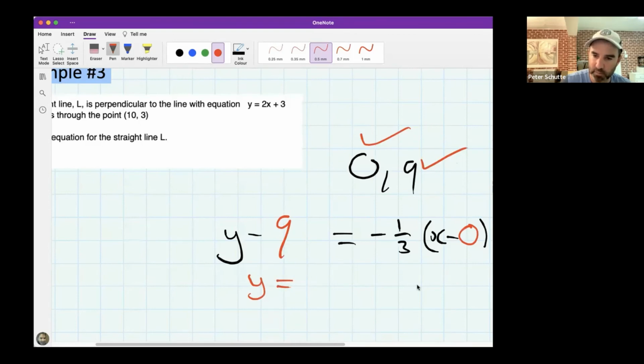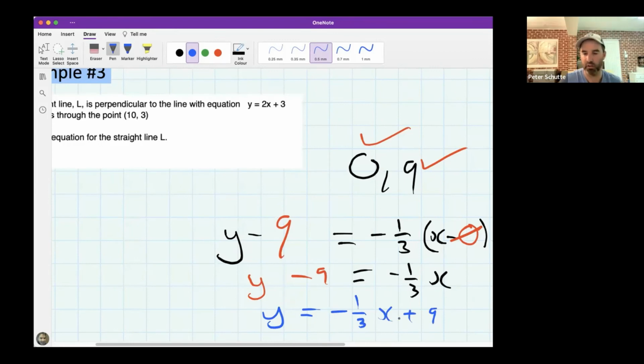This minus 9 becomes a plus 9 on this. Actually, wait. X minus 0 is just x. So this has no effect. And so you have minus a third x on this side. And then all you have on this side is your y minus 9. And then when you bring that minus 9 to the other side, you still get the same answer of minus a third x plus 9. Okay, is that helpful? Yes, sir. Thank you. Pleasure.